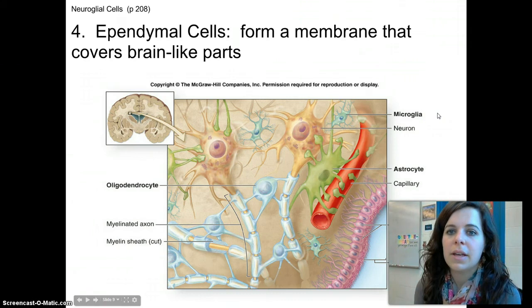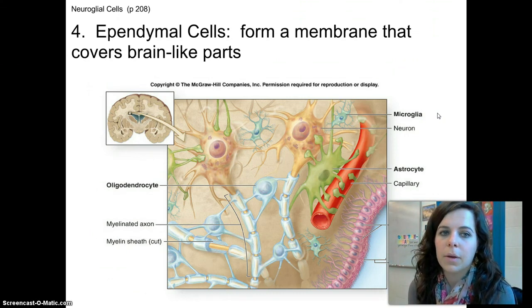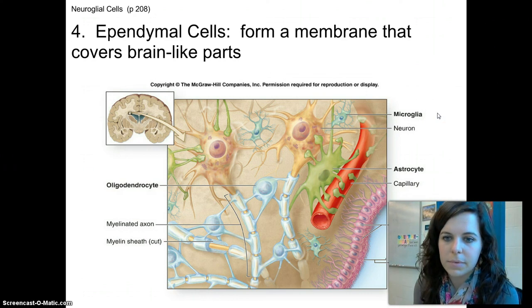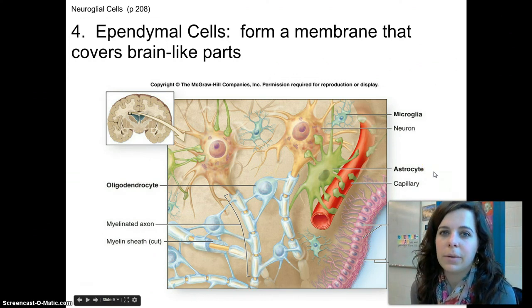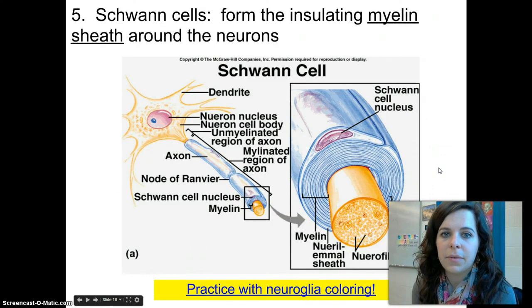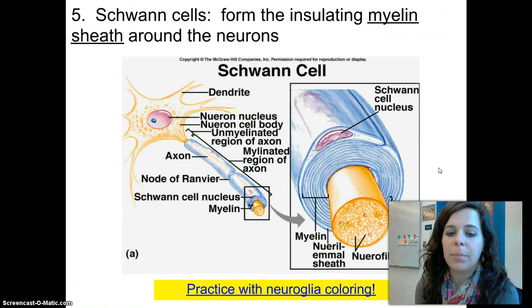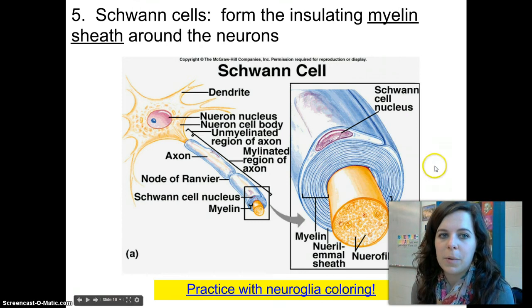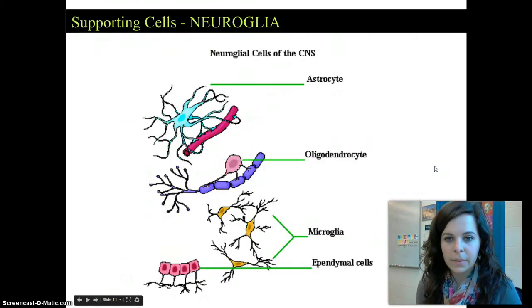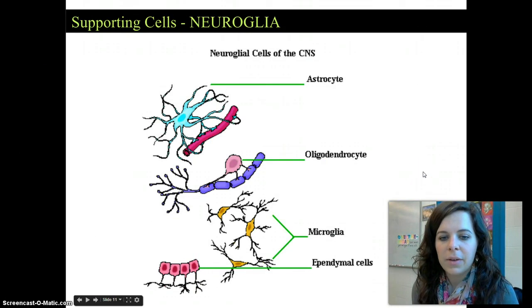Then you have your ependymal cells, which form a membrane that covers brain parts. They can be found in the brain cavity as well as the spinal cord cavity, and they help to cushion the brain and spinal cord as well as to move the fluid. And then Schwann cells form the myelin sheath around neurons that are part of the peripheral nervous system. We will again go over this with your coloring page even more. So again, here are the different supporting cells in your nervous system. These four are of the central nervous system, and again, Schwann is the peripheral.